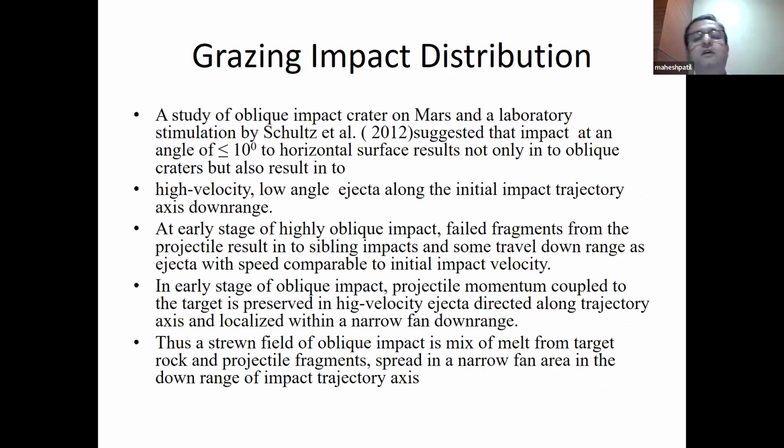As I discussed, Skulls has done a detailed study based on his work on Martian craters. This ejecta is more or less in the downrange axis of the impact. At an early stage of a highly oblique impact, failed fragments, meaning ricocheted fragments of the projectile, result in sibling impacts. So some of these fragments travel in the same direction and also create a second impact, and some travel down the range as ejecta at a speed comparable to the initial velocity, and that's how they form fragments of the projectile spread across a larger region.